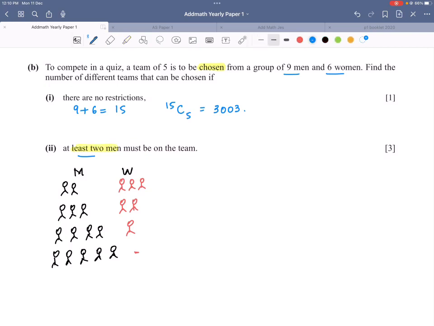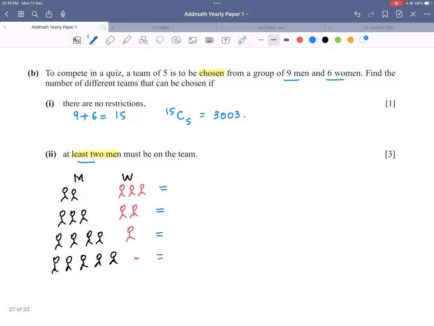So now I'm going to apply the working formula here. If you get 2 men out of 9, it will be 9 combination 2 multiplied by 6 combination 3. First case, 9 combination 2 times 6 combination 3. Second, 9 combination 3 times 6 combination 2. Third, 9 combination 4 into 6 combination 1, and lastly 9 combination 5. We need to solve and write down the answers.